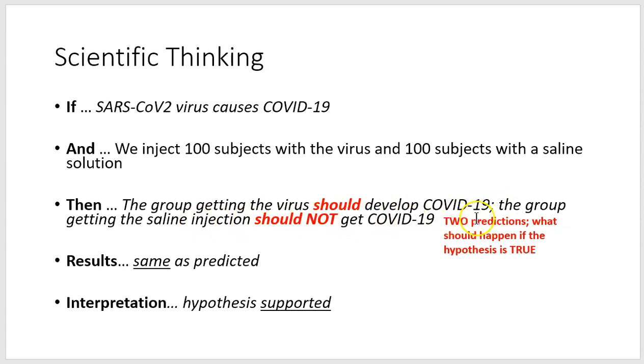Notice we have two predictions here because we had two conditions in the experiment. We had the experimental condition and the control condition. And again, reminder that this prediction is always assuming that the hypothesis is true, and it follows from this specific experiment.